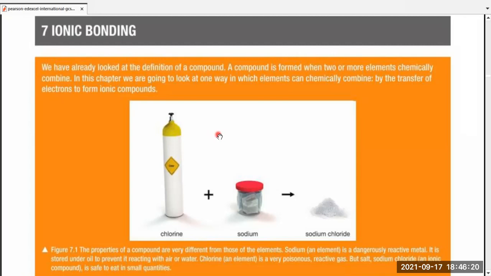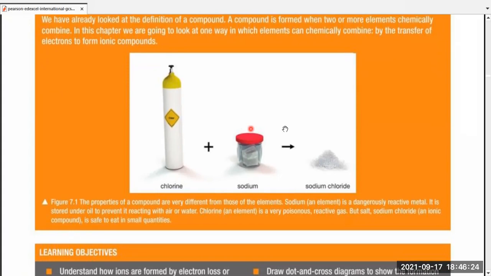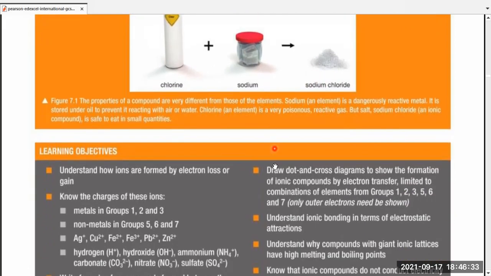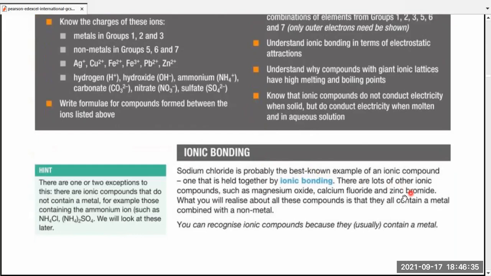Ionic bonding. Now, ionic bonding is basically a bonding between a metal and a non-metal. As you can see in this diagram, a metal, sodium, is reacting with a non-metal, chlorine, to form the salt sodium chloride. This is ionic bonding. Let's further understand what it means. Sodium chloride is the easiest, best known example of ionic bonding.